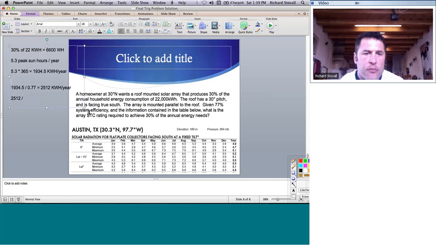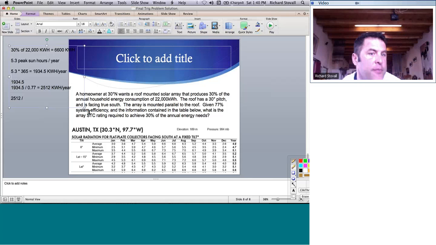But in terms of understanding how much energy capacity you need, the method that I like to use is: you need 6,600 kilowatt hours per year to achieve that 30% of 22,000 kilowatt hours per year. So I would take that 6,600 kilowatt hours divided by 5.3 peak sun hours per day divided by 365 days in the year. Then you'll get a number in kilowatts that you need to produce that level, not taking into consideration any derating.